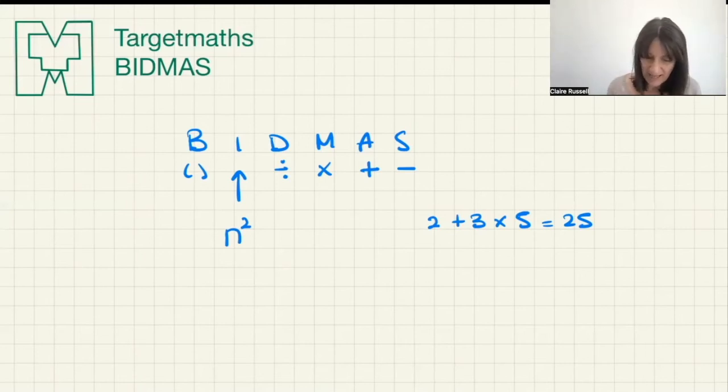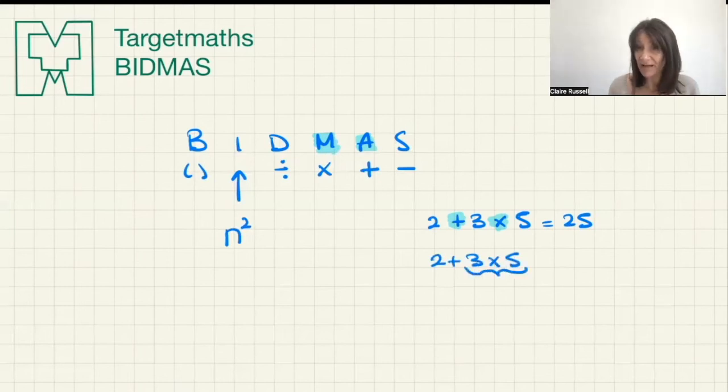We take a look at the operations that we've actually got in our question, and we go up and find them in the word. So I've got an add and I've got a multiply. But when I look at this word, multiply comes first, then it's addition. So when I'm doing this question, multiply comes first. So I'm going to be doing 3 times 5 before I even worry about the add. So 3 5s are 15.